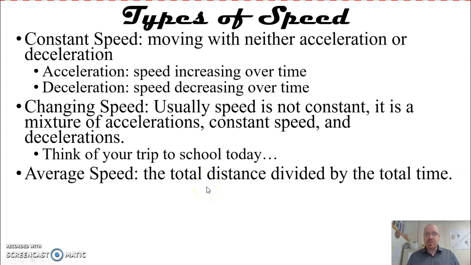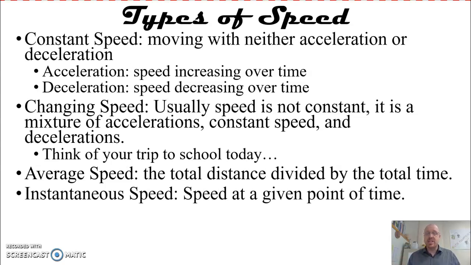Okay? So our average speed is the total distance divided by the total time. This is how we figure out the changing speed, because obviously if we're not taking constant measurements to know our different speeds and all that kind of stuff, what we do is we find an average speed. Okay? And this is the total distance divided by the total time.